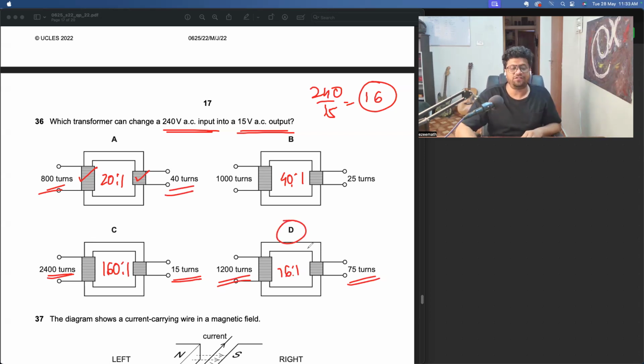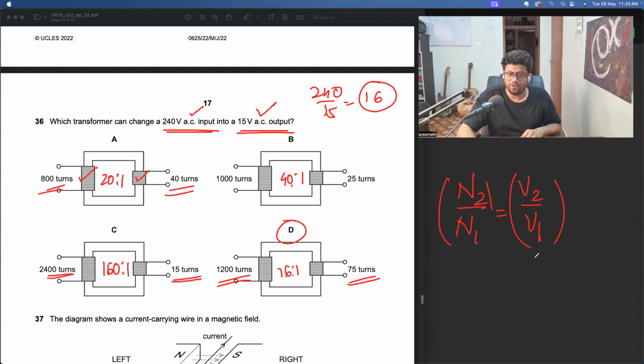This is the only transformer which has the same ratio between the number of turns on the coil and what we were given as the input voltage and the output voltage, and that is why the answer should be D. The formula that I've used here is N2 divided by N1 equals V2 divided by V1. The ratio of the number of turns should be equal to the ratio of the voltages. Input, input, input, and input. That's how it works. That's why the answer should be D.